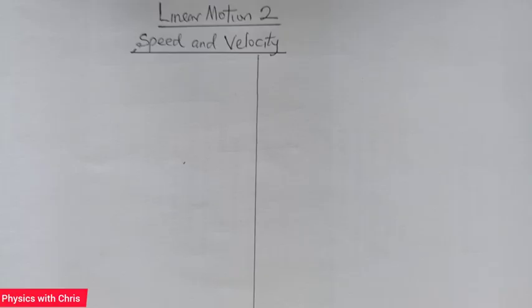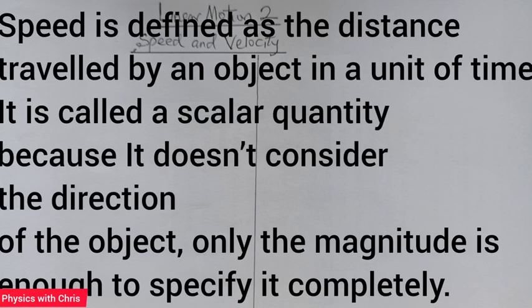Now, speed is defined as the distance the body traveled per unit time in a given time. It's a scalar quantity because it has only magnitude. Direction does not matter here. It's not usually considered, and speed is measured in meters per second, and that's the SI unit. It can also be given in kilometers per hour, and you should be able to do the conversion between these two units.